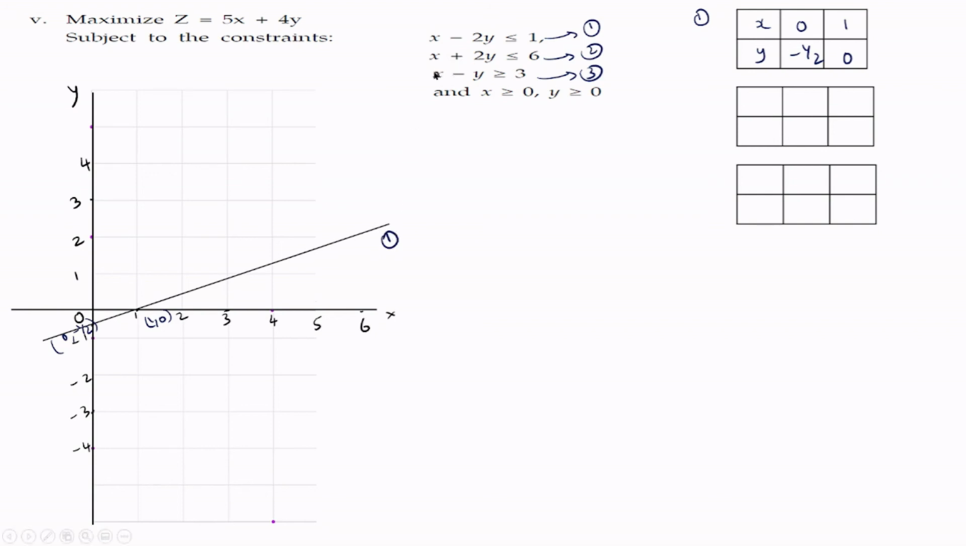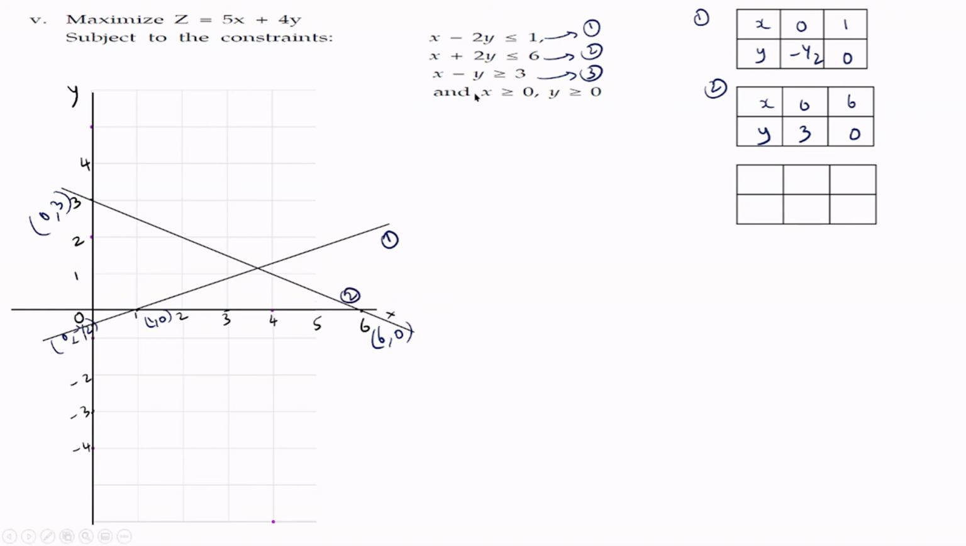Moving on to the next line, x plus 2y less than or equal to 6. So the second line: when x is 0, y is 6 by 2, which is 3, and when y is 0, x is 6. So this is (0, 3) and this is (6, 0). If we draw a straight line joining these 2 points, we will get the second line. So this is the second line.